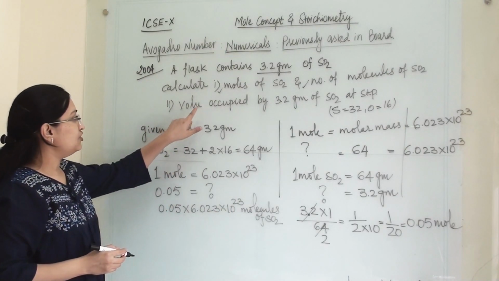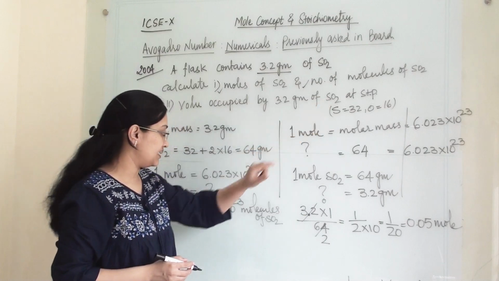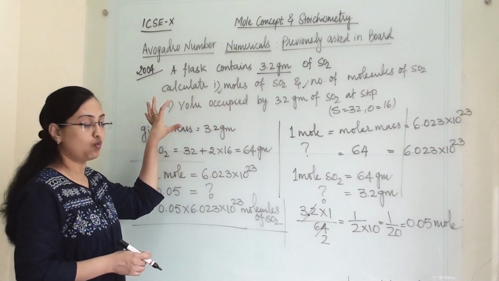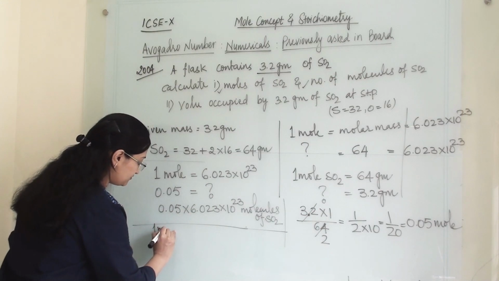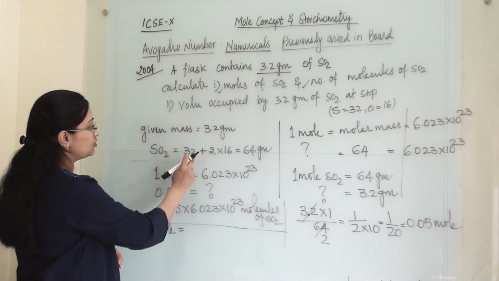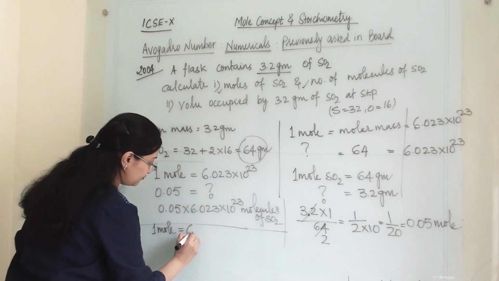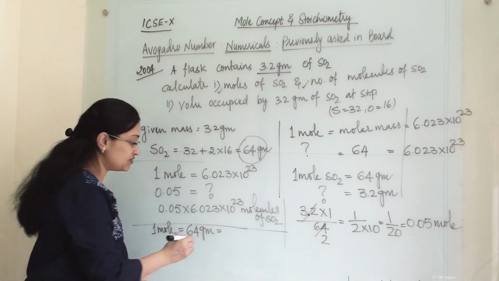Now the volume occupied by 3.2 gram of sulfur dioxide. So we have to find out the volume here. How to find out the volume? We know that 1 mole of a substance equals its molar mass. So our substance's molar mass is 64 gram. So 64 gram, and it will occupy how much space?